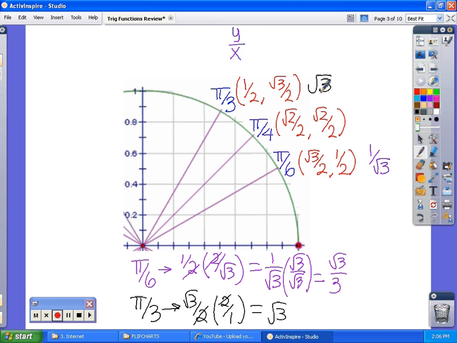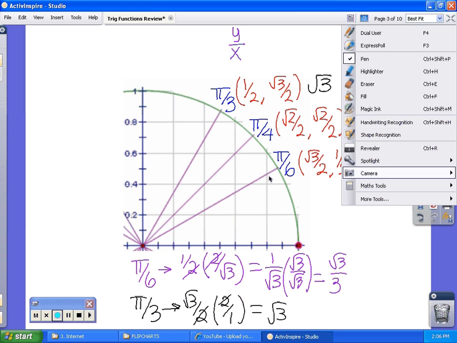I would memorize the first quadrant, and we are going to keep using this to help us through each of our problems. So what I'm going to do is take a picture of it now so we can use it for the rest of our problems.